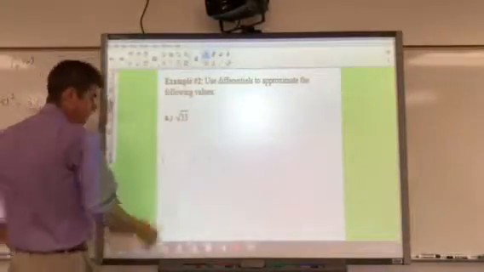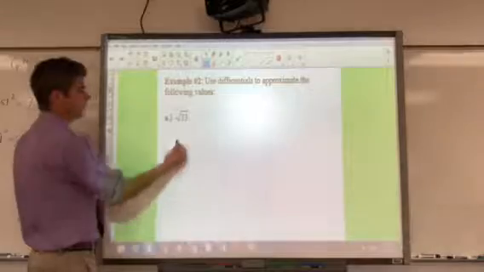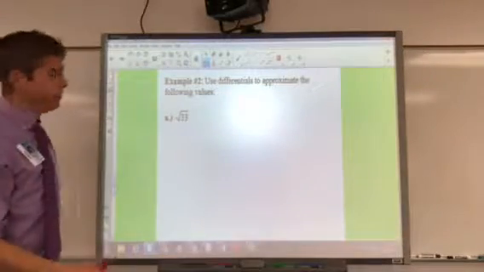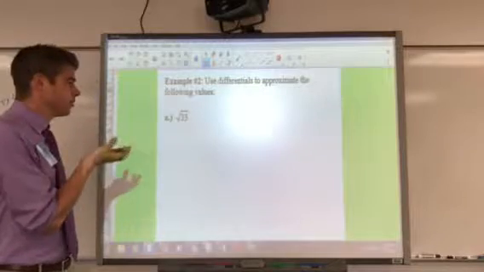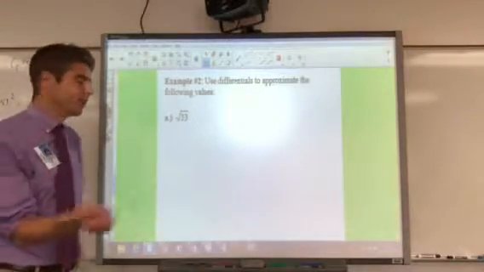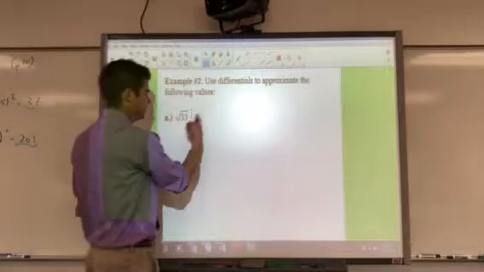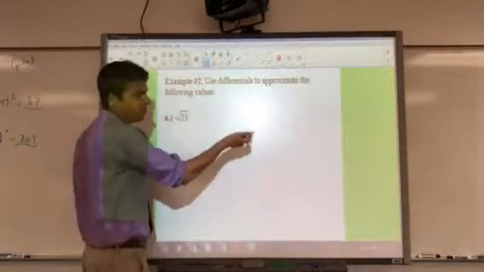So example 2 says, let's use a differential to approximate the root of 33. So this is actually kind of cool, I like this. The first thing I want to think about is, well, what's the closest? What's the nicest value root 33 is near? And I would say probably root 36.